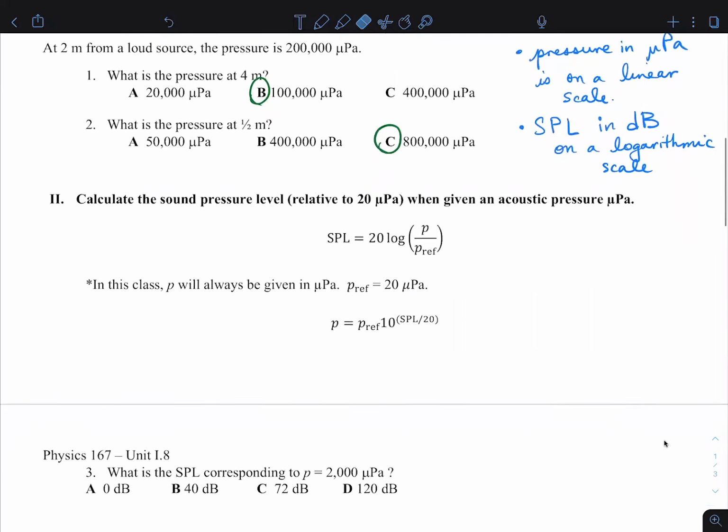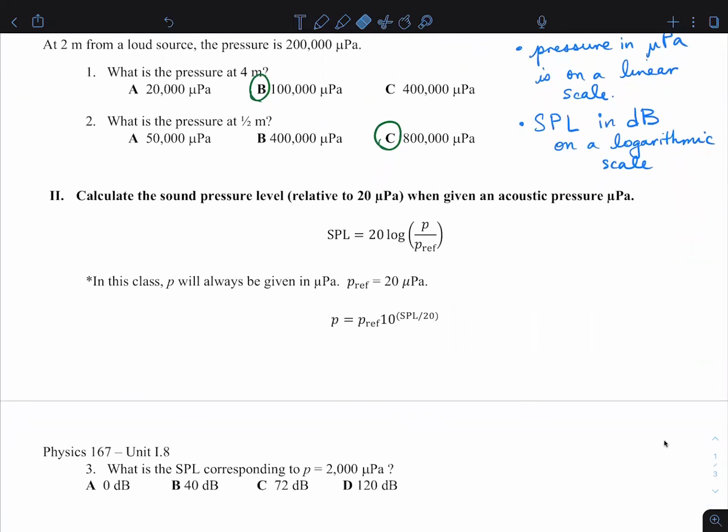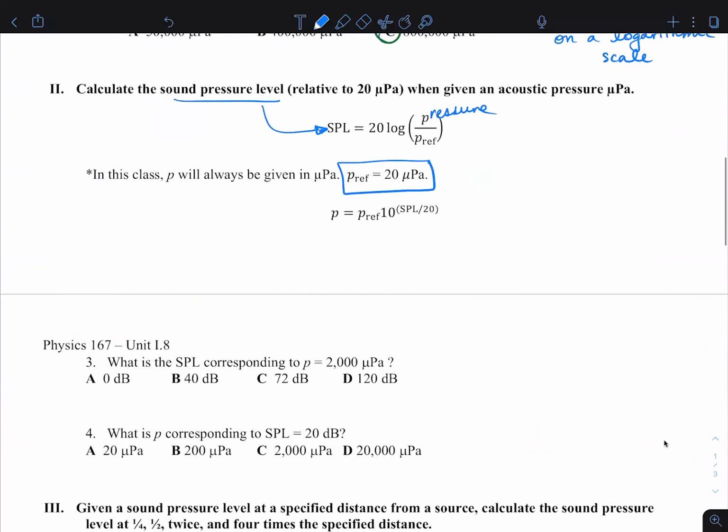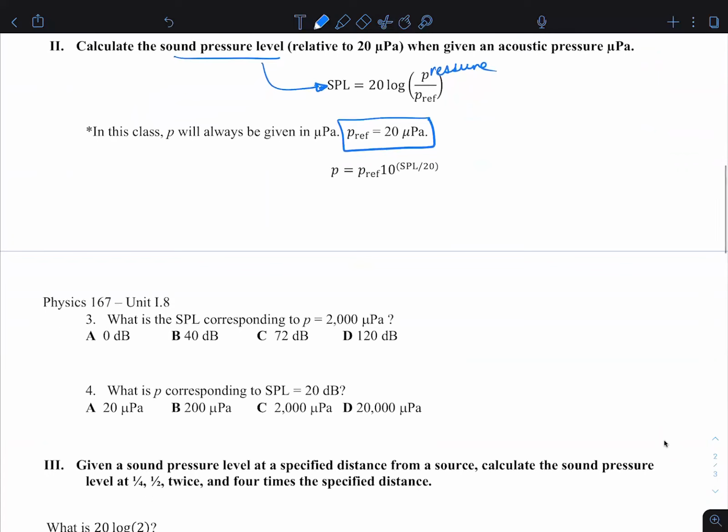Okay, so this is our equation to go from the pressure right here to the sound pressure level, which is what the SPL stands for. For our class, this is very important. Whenever we're talking about sound pressure level in air, we will use the reference pressure of 20 micropascals. And then this is the inverse relationship. So those are our two equations. Those equations will be on the test. You just need to know how to use them.